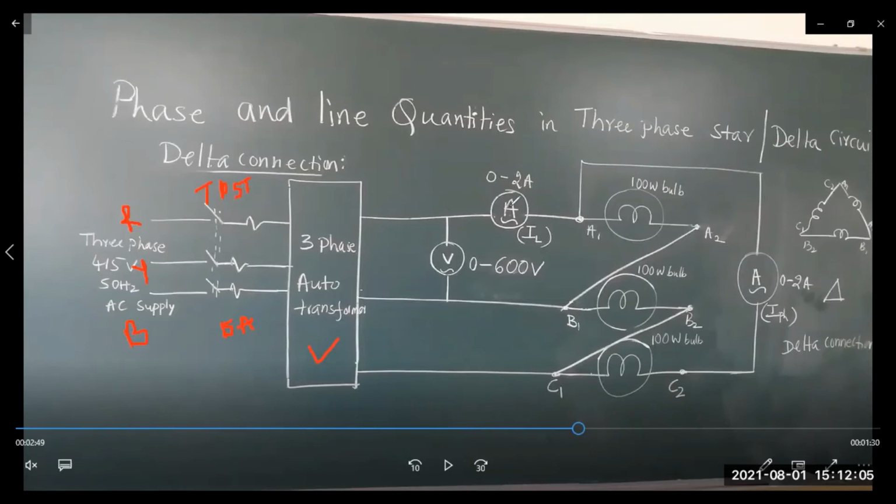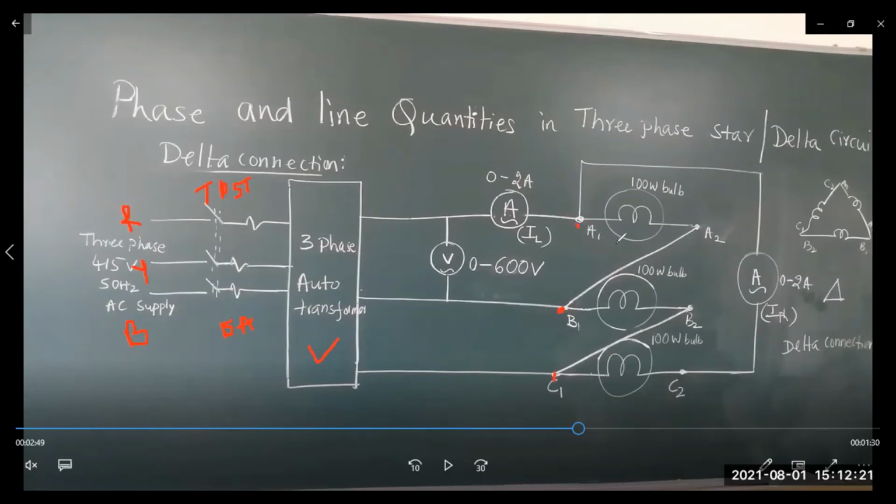The first point is connected to the ammeter. The second point of the ammeter is connected to A1. In the same manner, the second output point of the auto transformer is connected to B1. The third point of the auto transformer is connected to C1. It is very clear. Okay, this part is over.